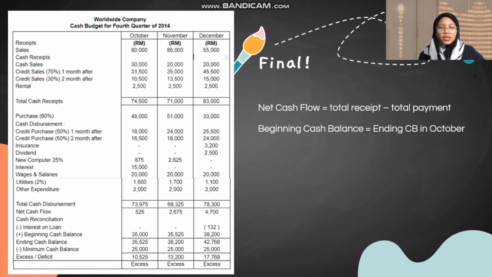Okay, and then the beginning cash balance is the ending cash balance, which in October they give in the question, is 35,000 ringgit. So in October I put the 35,000, and to get the ending cash balance is net cash flow plus the beginning cash balance. So I get 35,525. This answer I put in the beginning cash balance in November.